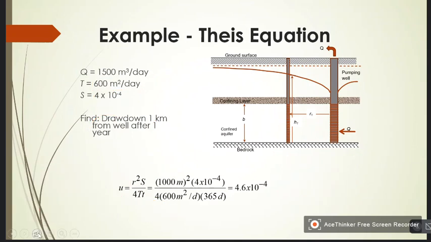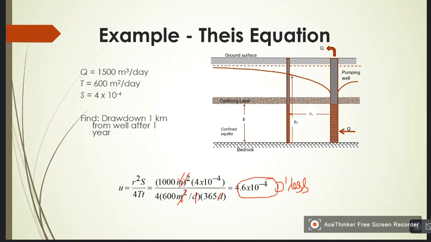So now what we have done here is we have used all consistent units, meters and meters. So this is meter square and this is meter square, and here it is D and D. Therefore, this entire thing is dimensionless. So what is the value we got? 4.6 into 10 to the power of minus 4. So this is the value.